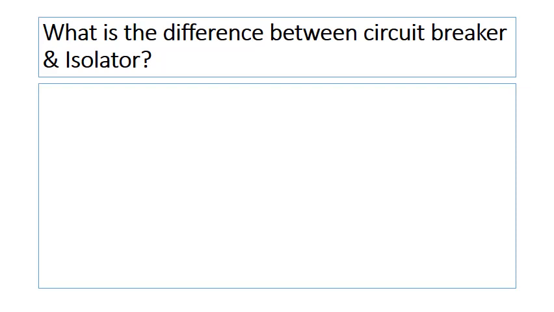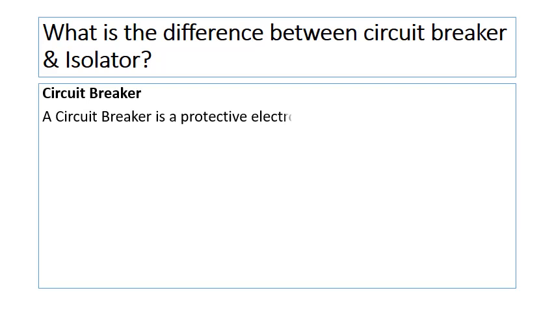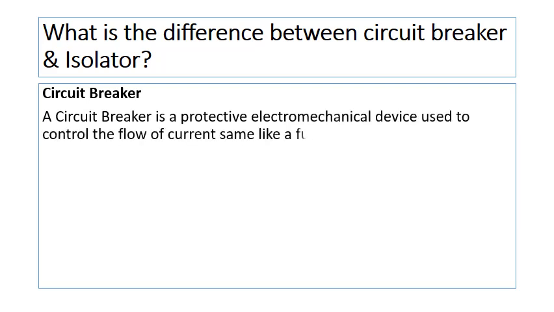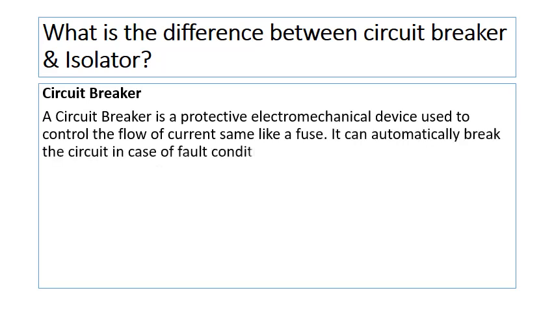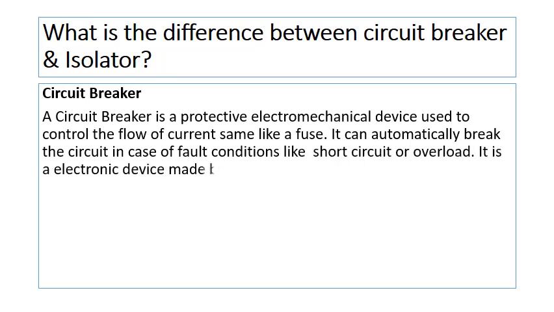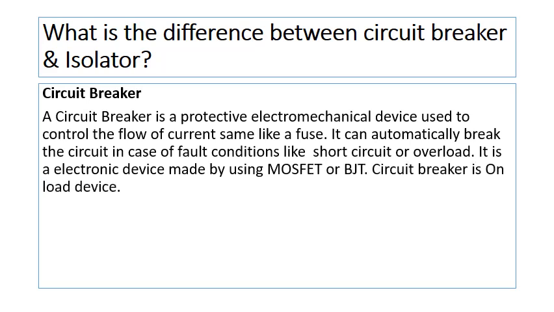What is the difference between circuit breaker and isolator? Circuit breaker. A circuit breaker is a protective electromechanical device used to control flow of current, same like a fuse. It can automatically break the circuit in case of fault condition like short circuit or overload. It is an electronic device made by using MOSFET or BJT. A circuit breaker is an on-load device.